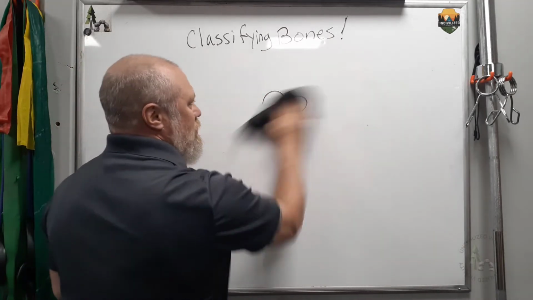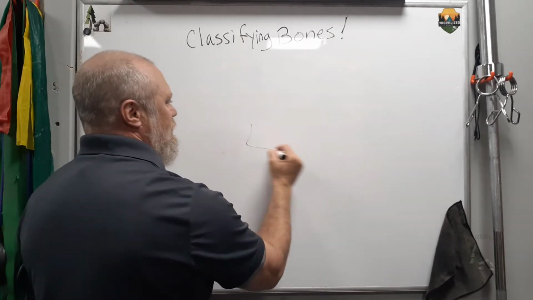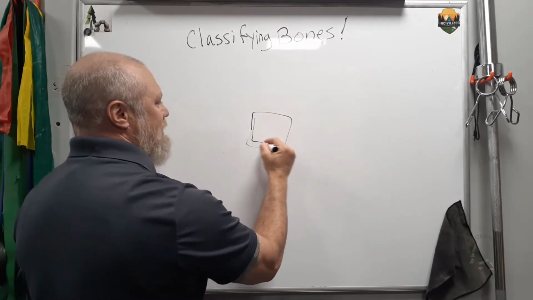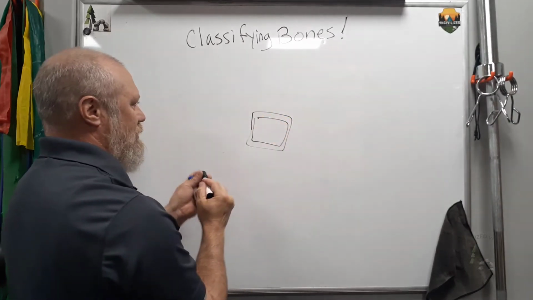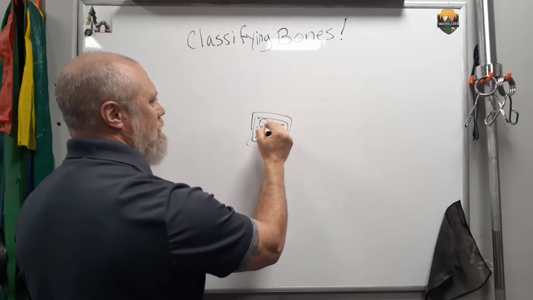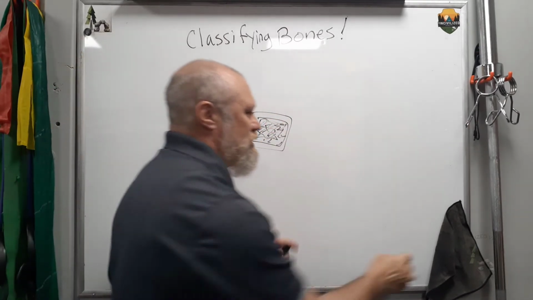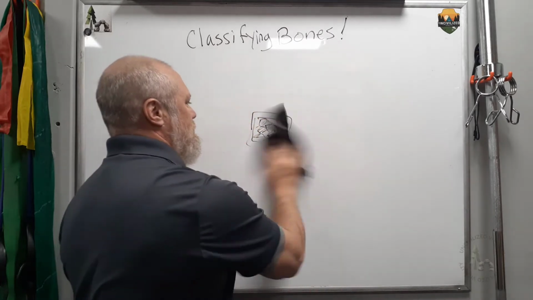In your short bones, which are more cuboid shaped, you'll have kind of a box of compact bone all the way around, and the inside would be filled with that spongy bone. Right? That would be more of a short bone, cube shaped, like the carpals in the wrist.